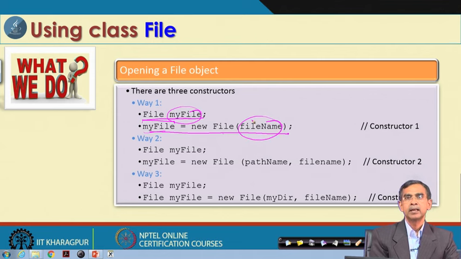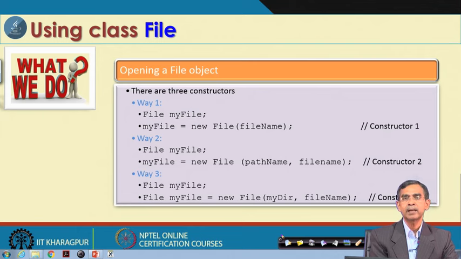Here, every file that is there in your memory or in your system has a unique name. So, you have to pass the file name. This is basically a constructor. If we pass a file name, then we can create a file object. Creating this file object means that from your program you make a connection to that file. This is the first constructor that you can use.